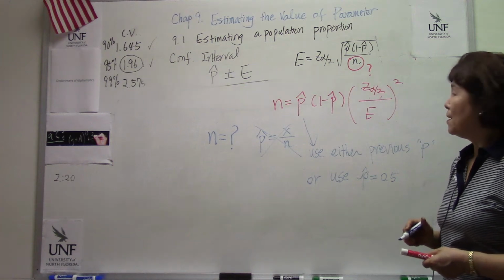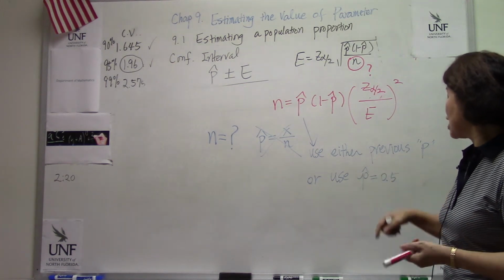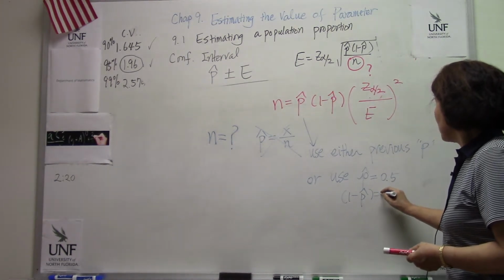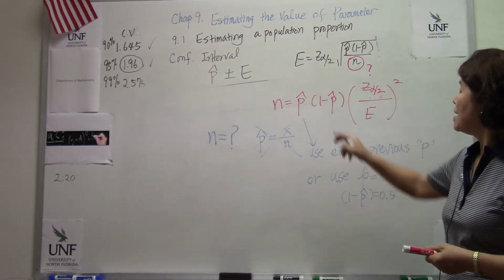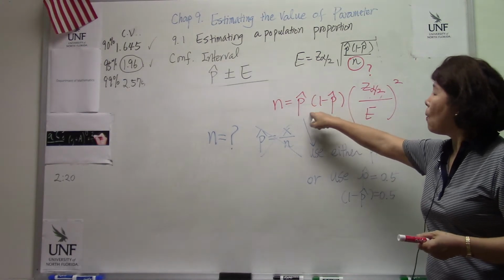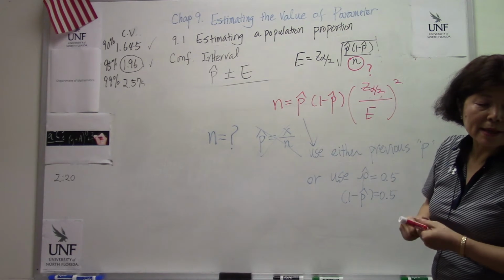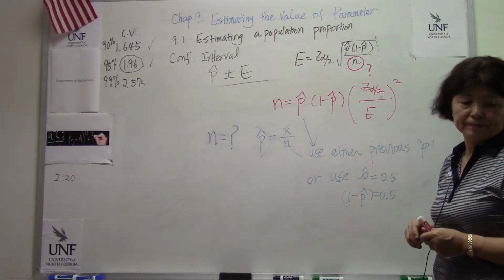This is kind of a very drastic change over here, but we have no choice. 1 minus p hat equals also 0.5, so this portion becomes 0.25. That's what you are seeing in the lecture notes.